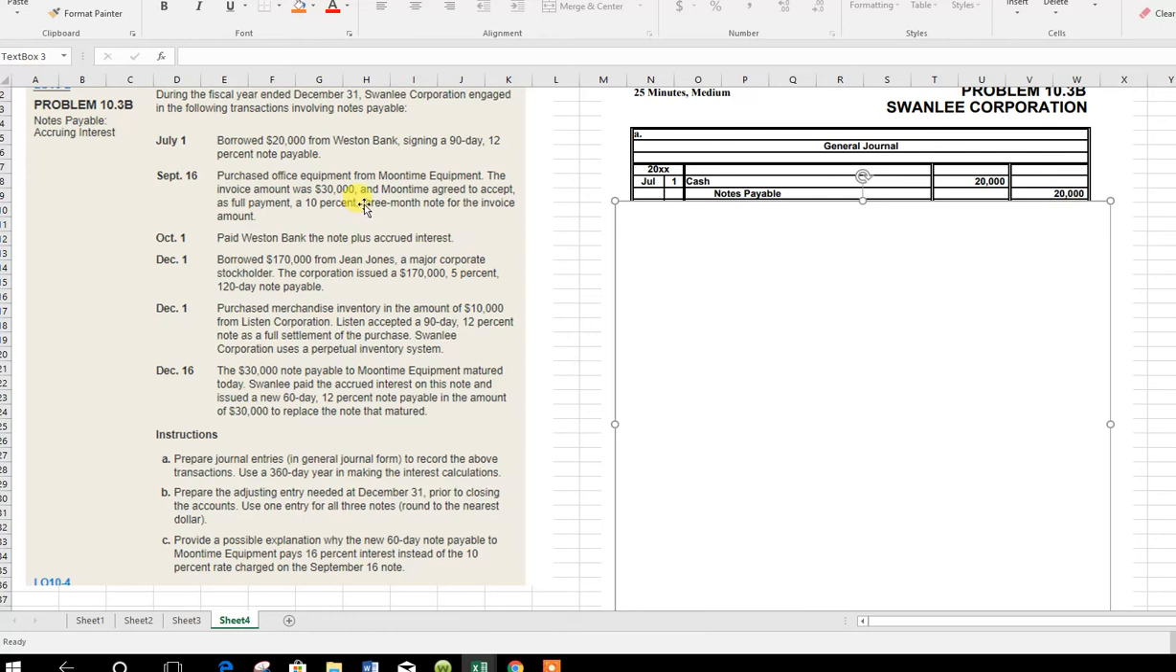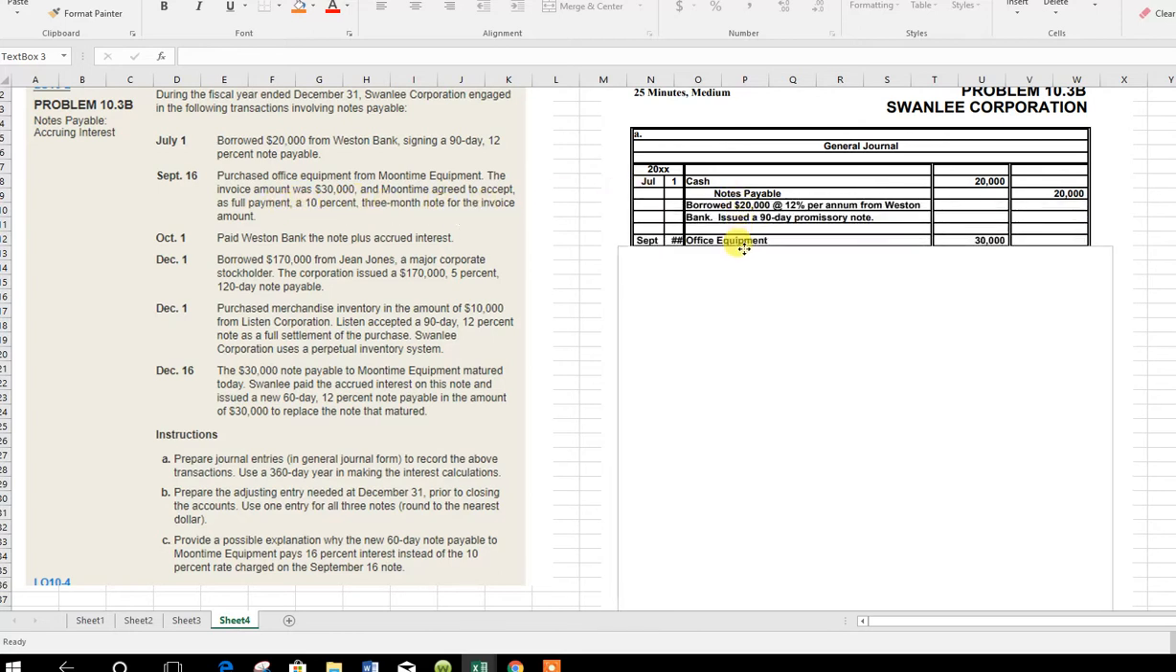Next one, I purchased office equipment from Moontime Equipment. The invoice was $30,000. They agreed to accept a 10% note for the invoice. So notice I don't always have to get cash from a notes payable. Sometimes I can get another asset, in this case, office equipment.